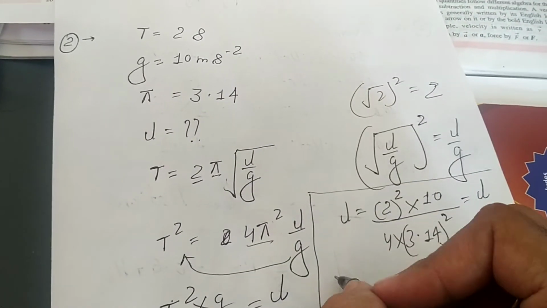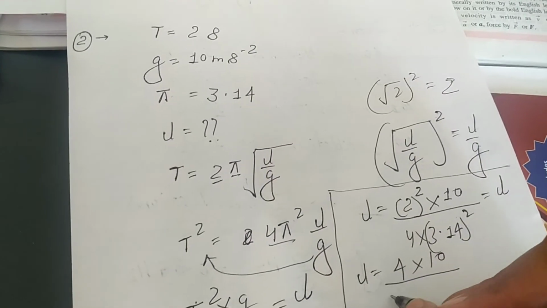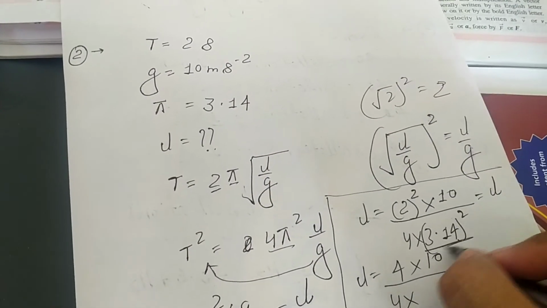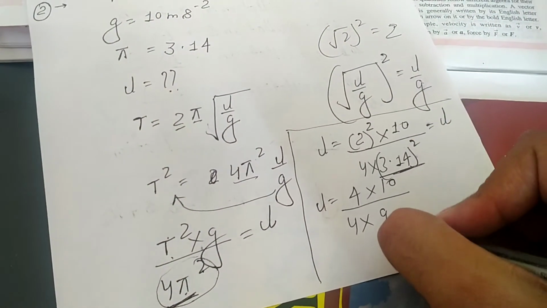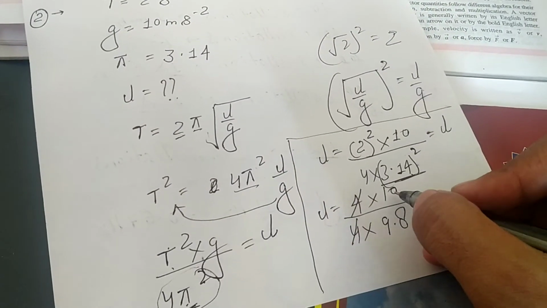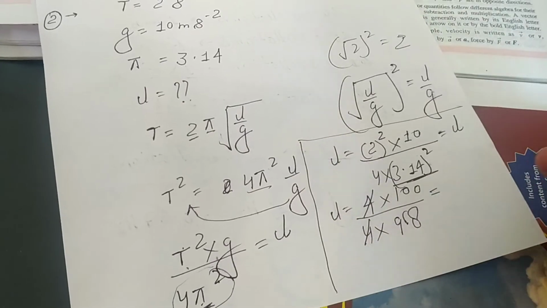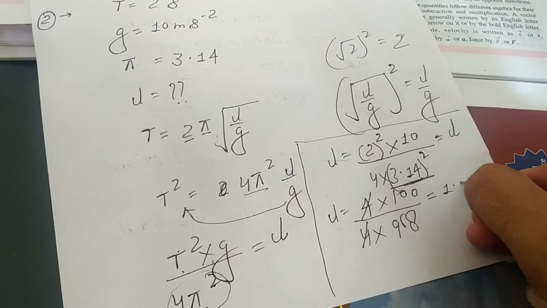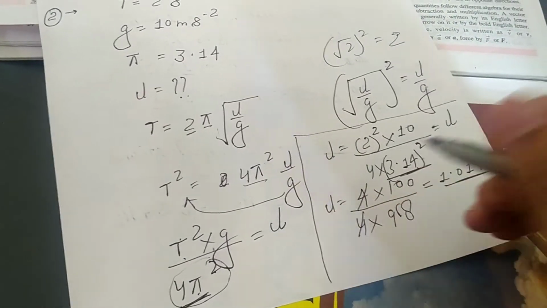So you know 2 squared is 4. So this will be 4 into 10 upon 4 into 3.14 squared, and I know this value you can calculate, 3.14 squared is 9.8. So 4 goes off, and this is 9.8. Point you remove, it will become 100. If you solve it, it will come 1.01 meter. So that will be the length of this pendulum.